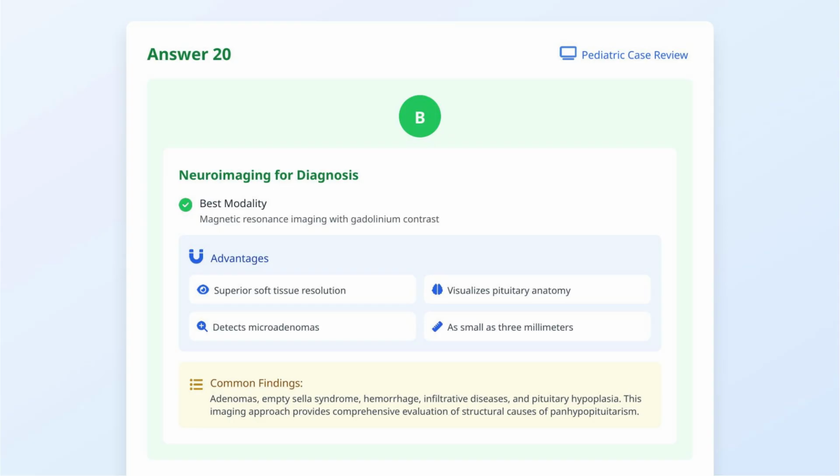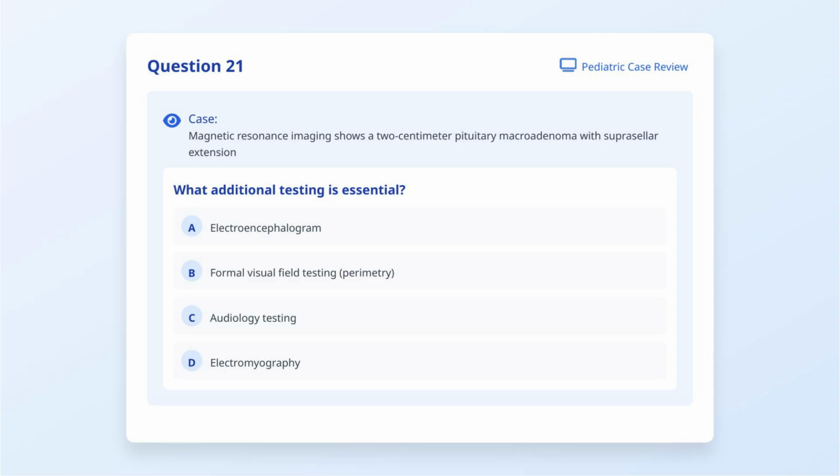It provides superior soft tissue resolution, clearly visualizes pituitary anatomy and pathology, and detects microadenomas as small as 3 millimeters. Common findings include adenomas, empty sella syndrome, hemorrhage, infiltrative diseases, and pituitary hypoplasia. Case scenario: magnetic resonance imaging shows a 2 centimeter pituitary macroadenoma with suprasellar extension. Question: what additional testing is essential?